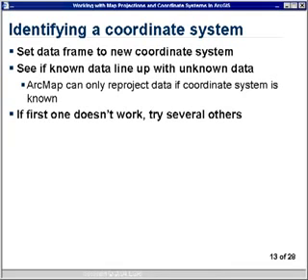So when you work on identifying a coordinate system, we can use ArcMap as a kind of shortcut to help us identify it. Remember that ArcMap, if the coordinate system information is known, can reproject data on the fly to a new coordinate system. So what we'll do is set the data frame to a new coordinate system that we think our unknown data might be using, and see if we can get the known data to line up with the unknown data. If we can, then we know we've identified the coordinate system of our unknown data. It is the coordinate system of the data frame. If the first time you try it doesn't work, then have other candidates available, try those, and see if you can get the data to line up.